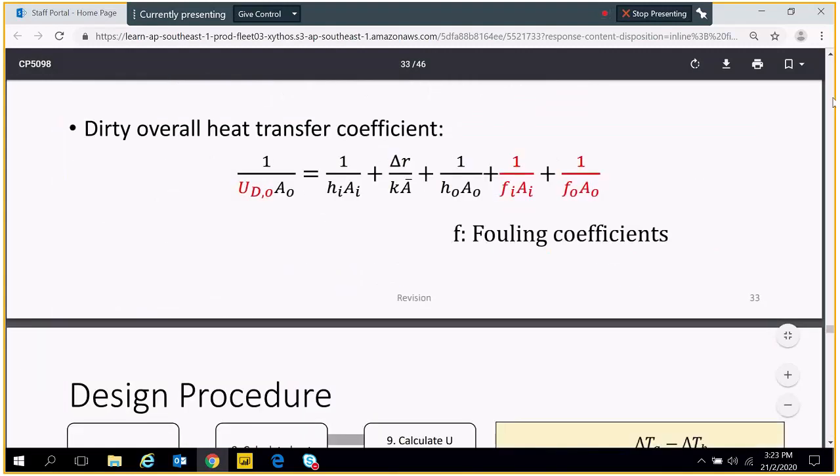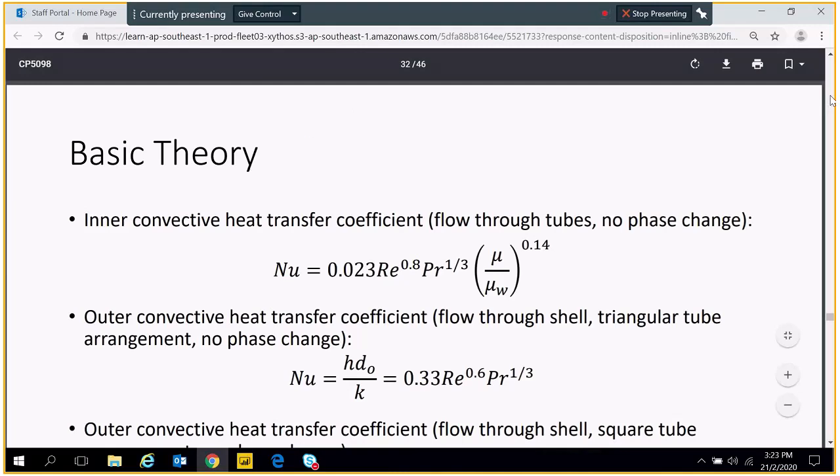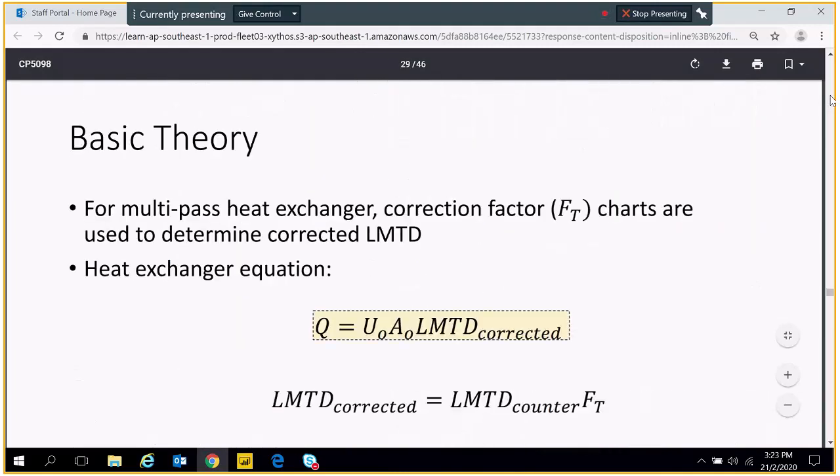So for this one, the important part is you need to calculate the U and also the area. Our design objective for the sizing, this is a sizing problem. The sizing problem is to determine the area. What is the A_o, the total surface area for the external surface? So that's the sizing objective.